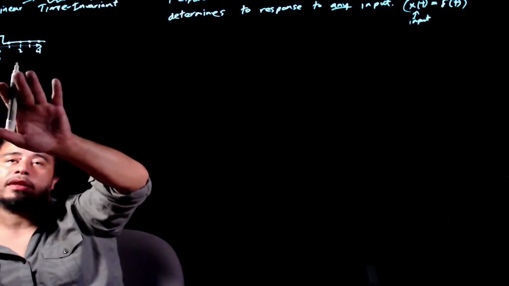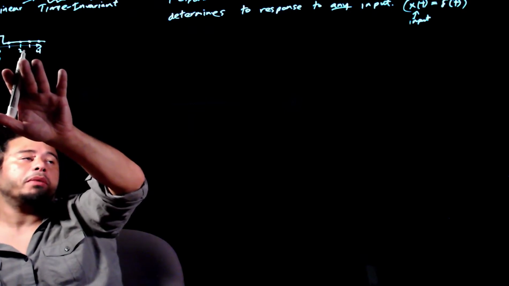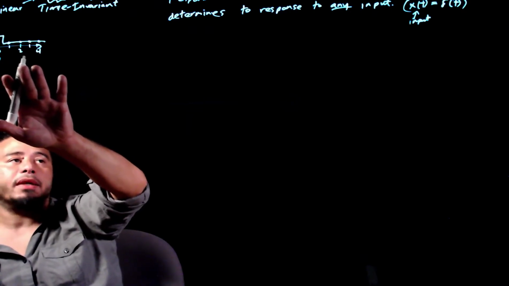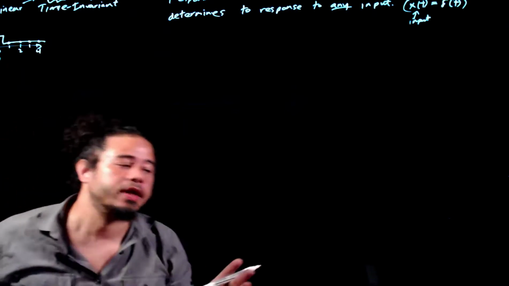We're not going to talk about that right now. We'll give examples in discrete time, and then we'll come back around to how this translates into continuous time.